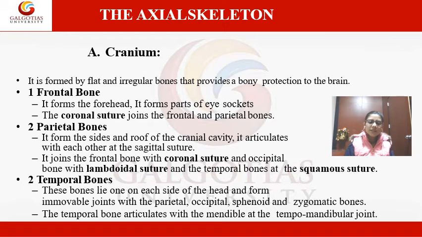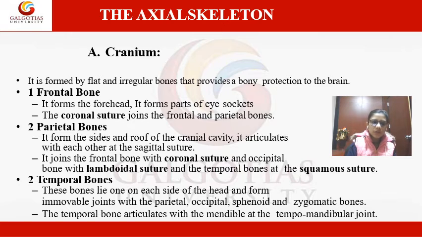In the last class, we learned about the skull, in which there was a division into cranial bones, like the cranium, and facial bones. First one is the cranium. So what are the bones covered under the cranium? It is formed by flat and irregular bones that provide a bony protection to the brain.